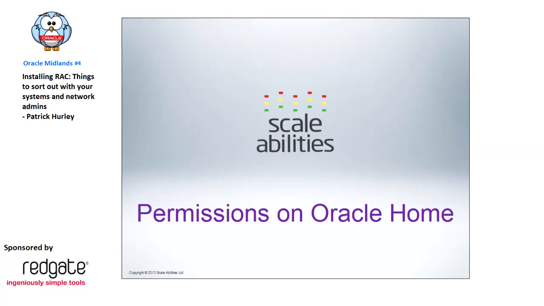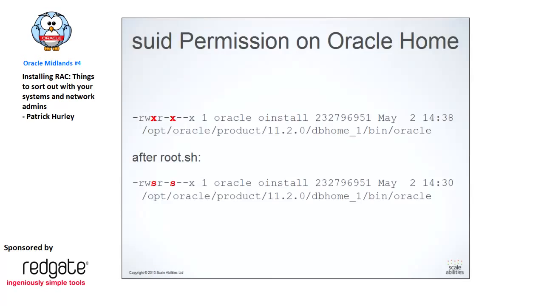This is probably one you're less likely to see. The set UID bit. When you run your root.sh, after you run your root.sh, one of the things it does is it changes those permissions. That's so other users can run the Oracle executable, or if you're connecting in via a different, if Grid owns the listener, it will then have a problem executing Oracle, connecting to this.